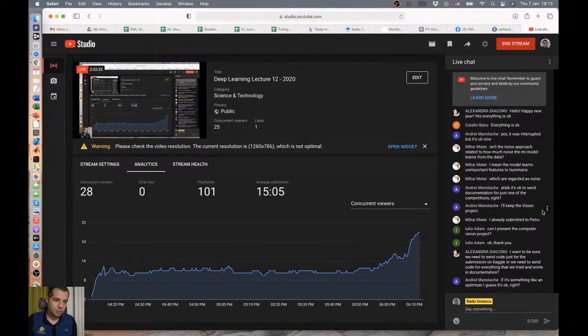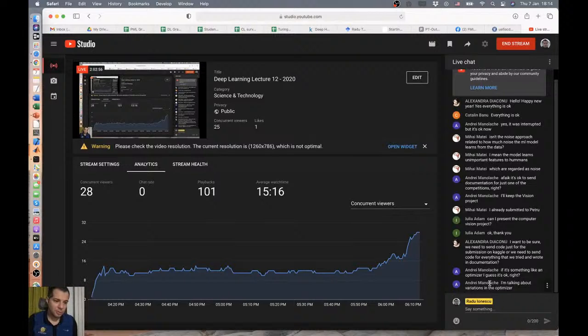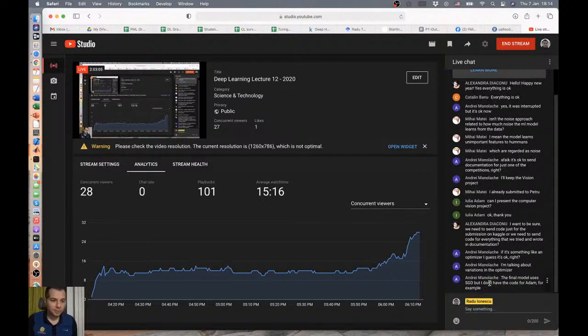Yeah, I'm not sure about the question. What does it mean, something like an optimizer? You mean the approach? It can be any approach that is a deep learning approach. So if your approach is based on some specific optimizer from the literature, you can just mention it. Or if you made these variations yourself, you can try to present them, of course.